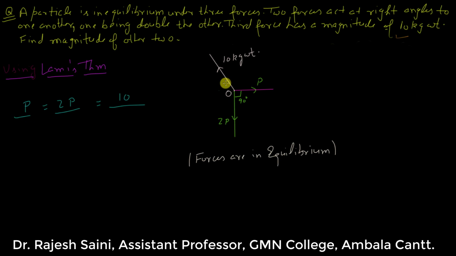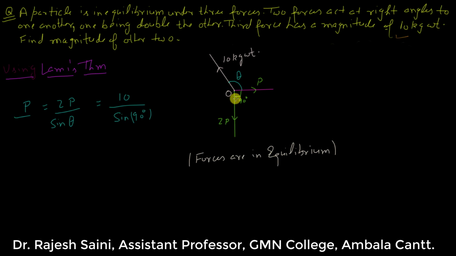Now take this one, 10 kilogram weight, over the sine of the angle between P and 2P, which is 90 degrees. So I am going to write it over here, sine 90 degrees. Now 2P, over the sine of the angle between 10 and P. This angle we suppose is not known, so this angle is supposed to be theta. So the angle between P and 10 is theta, and this will be sine theta.